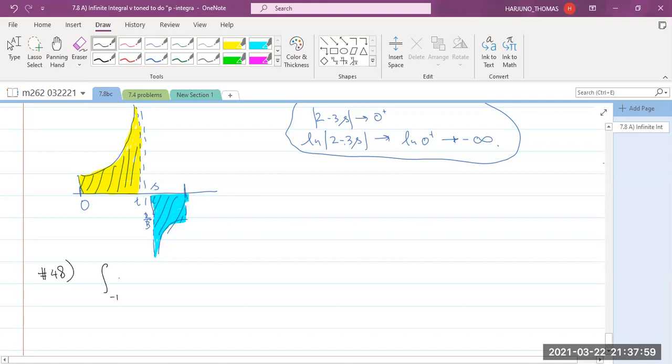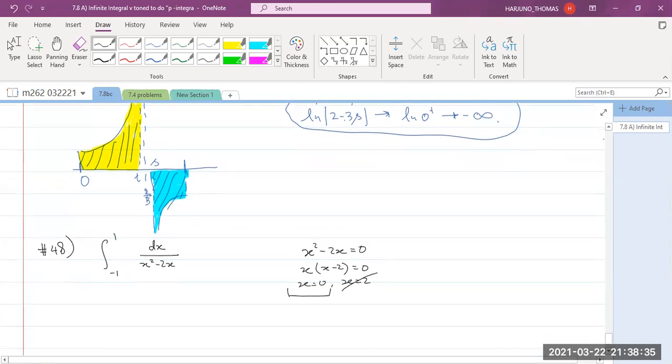Integral from -1 to 1 of dx over x squared minus 2x. Let's see, when will this have a singularity? So when x squared minus 2x equals 0. So when x equals 0 or when x equals 2. Okay, but in this interval, -1 to 1, only 0 is there. Right, so I will break it up at 0.